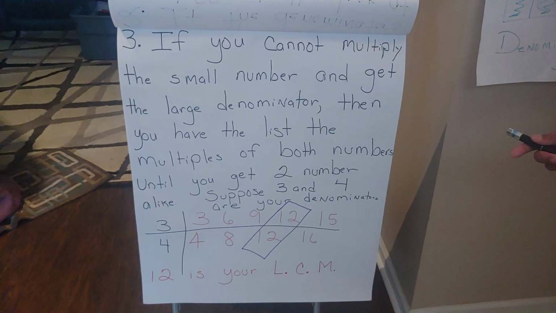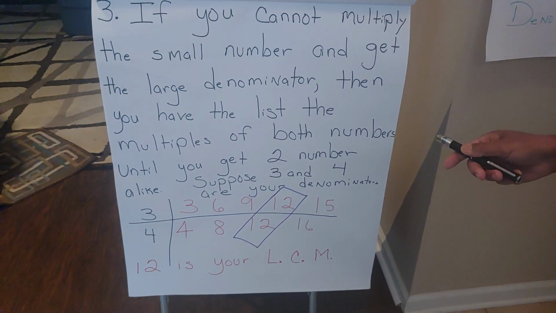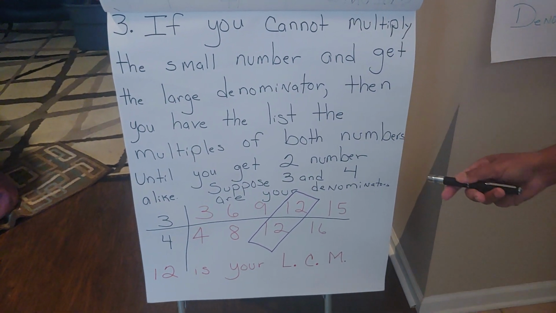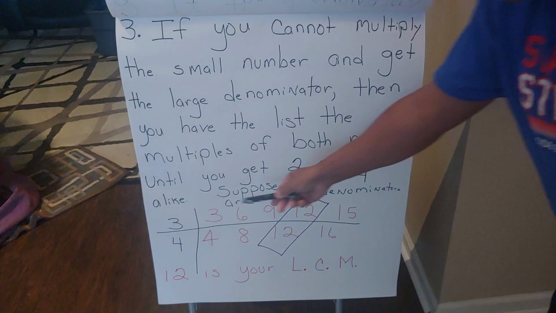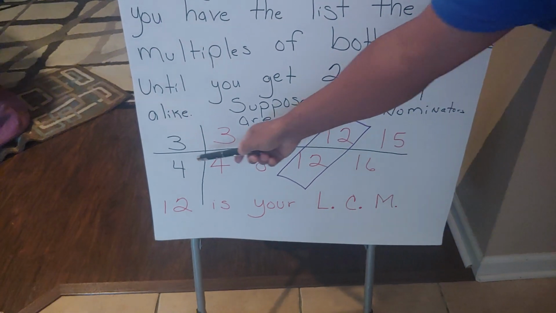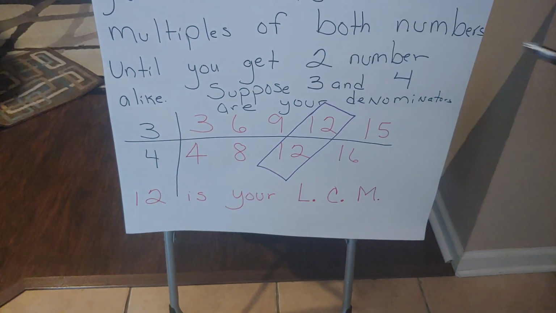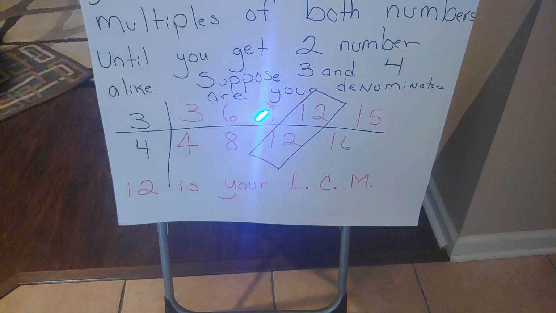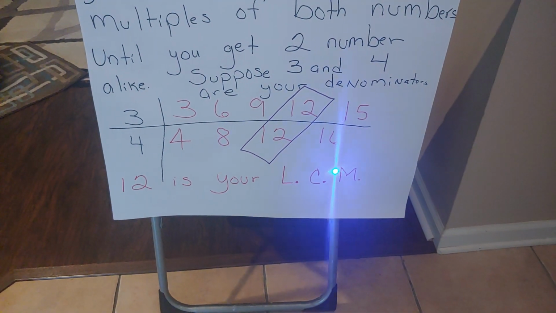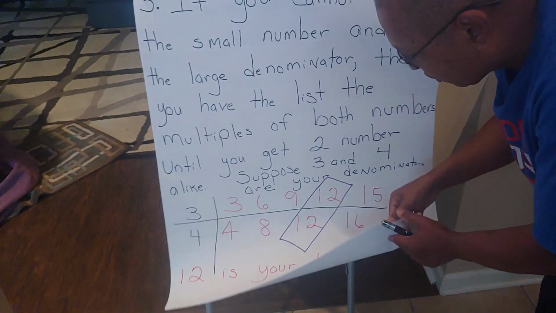So I use an example. Suppose your two denominators were 3 and 4. You notice that 3 is your small denominator. There's nothing that you can multiply to get 4. So now you have to list the multiples. 3 times 1 is 3, 3 times 2 is 6, and so forth. Do the same for 4 times 1, and you keep going until you see two numbers that are alike. When you get to two numbers that are alike, which is 12, 12 is your least common multiple. Once you get there, then you can go ahead to the next steps that we're going to talk about.